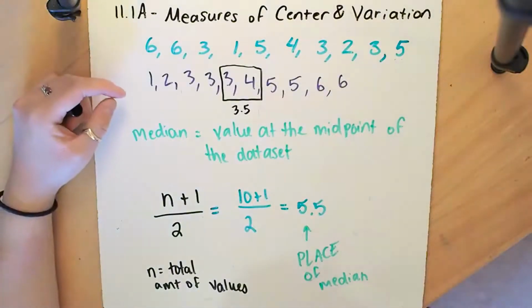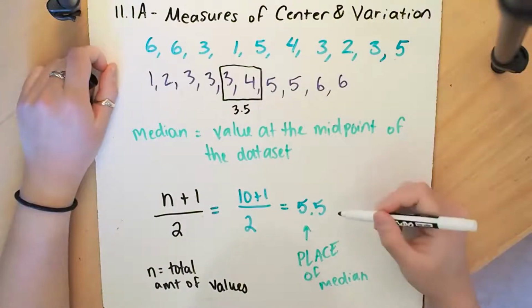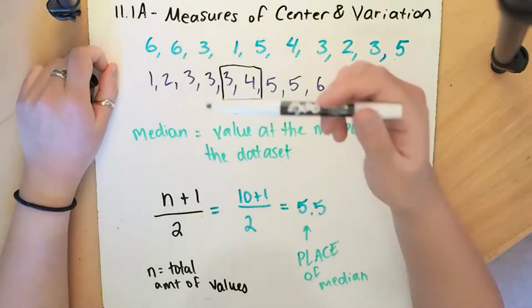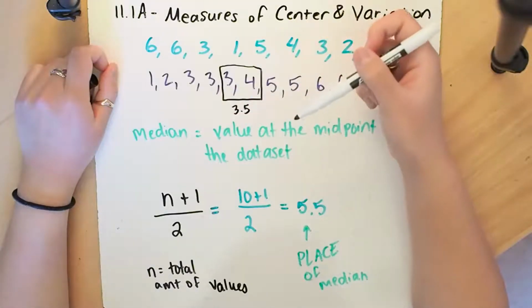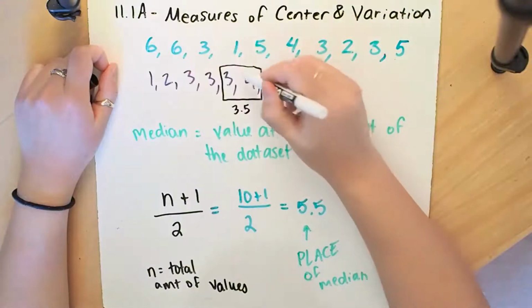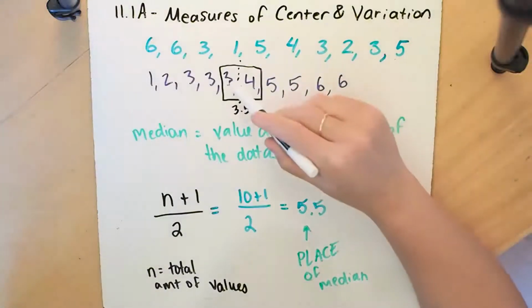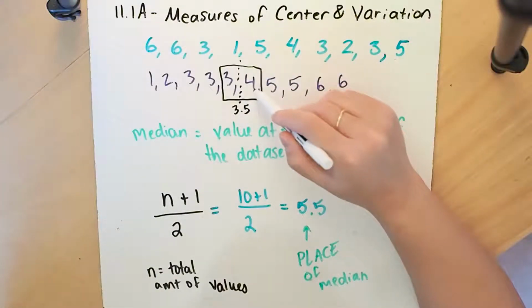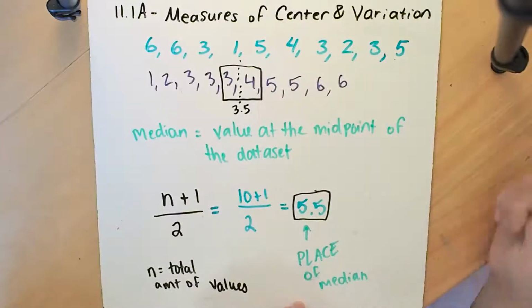So what that means is if you look at your data set and count 5.5 values, that will be where your median lies. So let's do that. So looking here, let's assume that we don't know that the median is 3.5 already, and we'll count 1, 2, 3, 4, 5.5 values, saying that the median lies between the 5th and the 6th value of the data set. So this tells you the place, but not the value of the actual median.